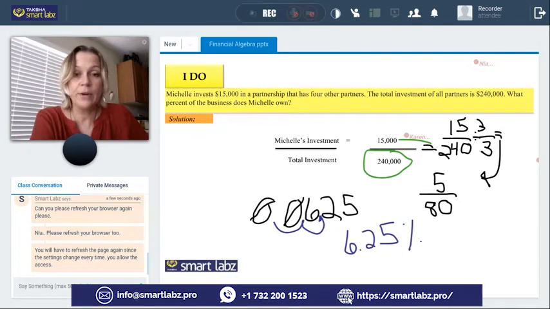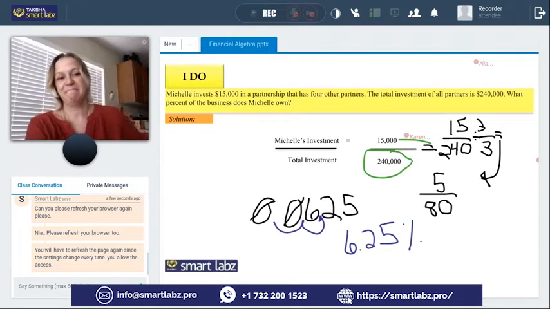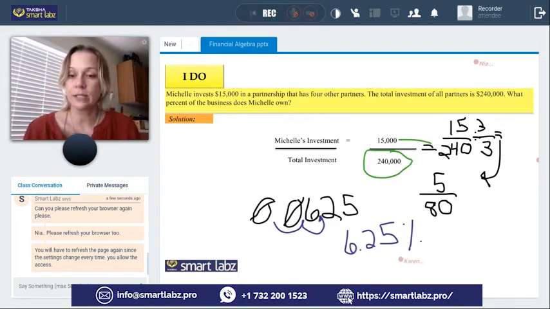Yeah, it's the same. Okay, so then you just move the decimal two places, you see? Mm-hmm. Okay, very good. All right, so let's go on to the next one. How do you feel about this one so far?